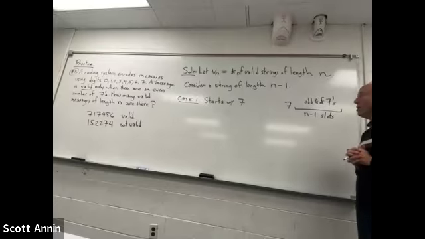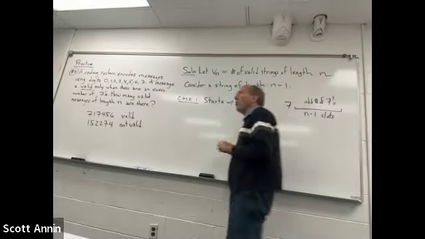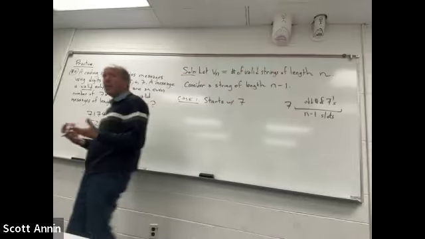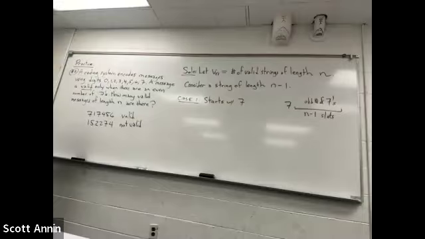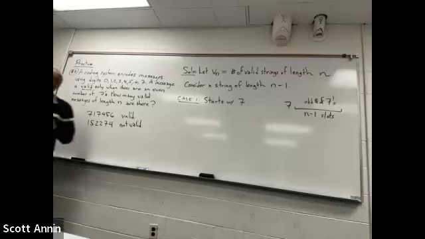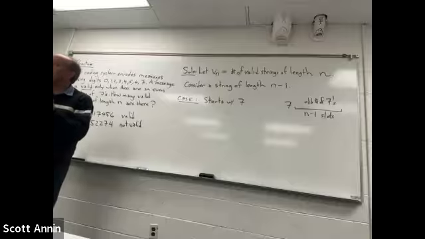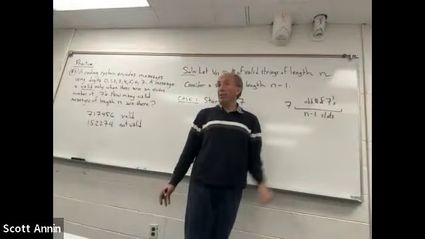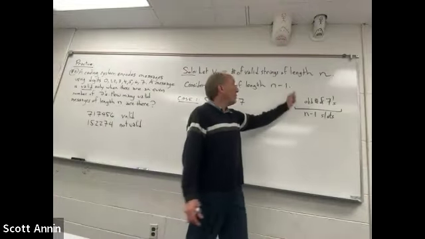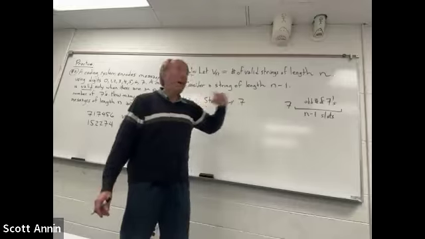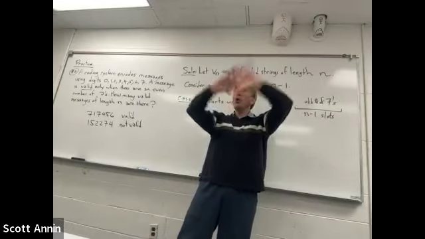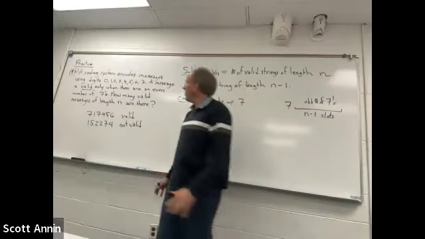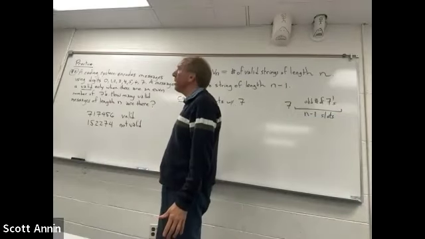Does anybody think they know how to count the bad strings of length n-1? Yeah, we could actually take the total number of strings of length n-1 and then subtract the ones that have an even number of 7s. If I want to know how many strings of length n-1 have an odd number of 7s, I could take all strings of length n-1. What is the total number of strings of length n-1?